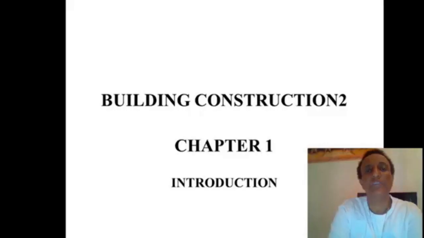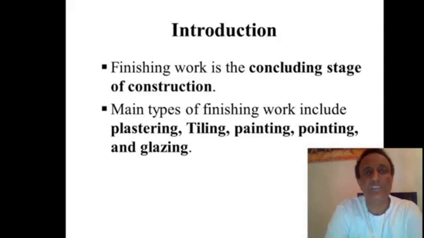Welcome back. Last time we have seen about the course outline. Now we will see chapter 1, which is introduction. Finishing work is the concluding stage of construction. It involves tasks such as installing exterior and interior finishes, adding decorative elements, and ensuring the functionality and aesthetic of the space. The quality of the building depends upon the quality of its execution during finishing work. It focuses on adding finishing touches to the structure.